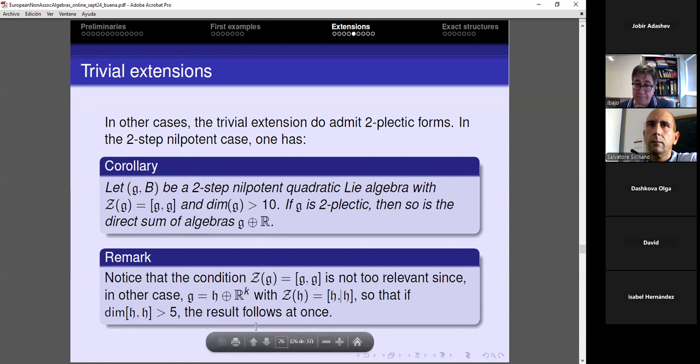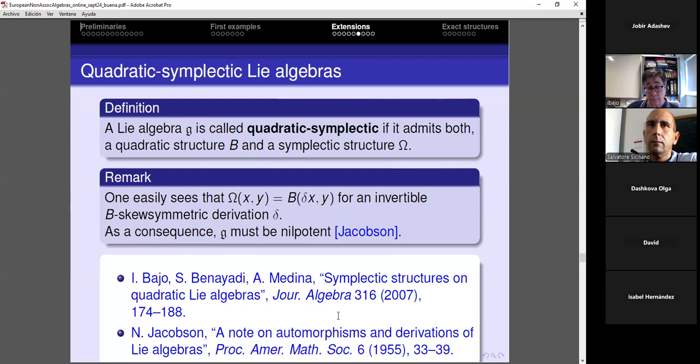Okay, but obviously these cases are again quite restrictive. So we started with another case, which gave a large number of Lie algebras, and was the case of quadratic symplectic Lie algebras. This is actually where this work came from. It was from a work by me, Benayadi, and Medina, in which we had studied symplectic structures on quadratic Lie algebras. So we had seen the, let's say, one-plectic case, right?